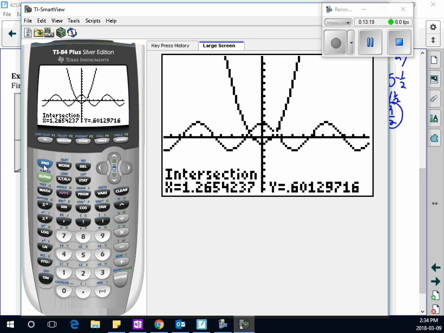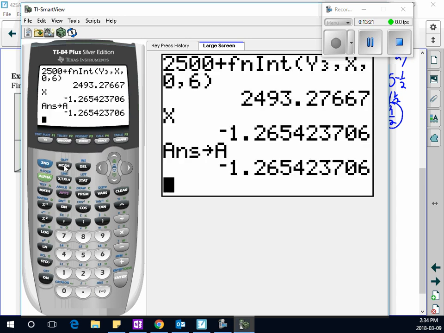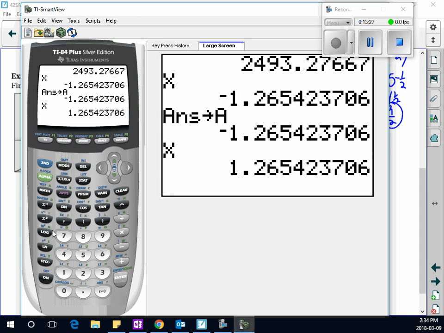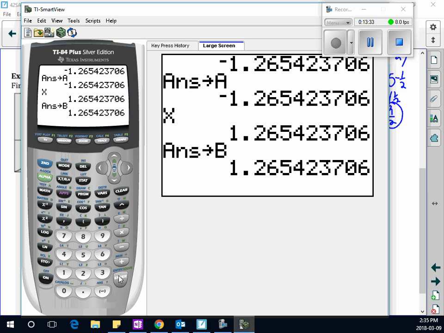So, anyways, we're going to quit out of there. Are you watching? We're going to go X, so we get it, and we're going to store into B. So my lower bound was A, my upper bound was B.